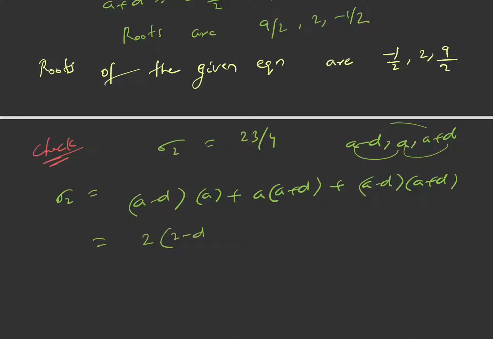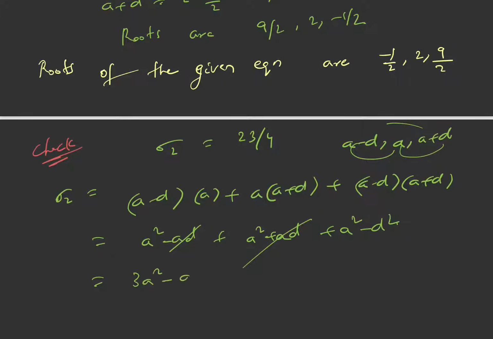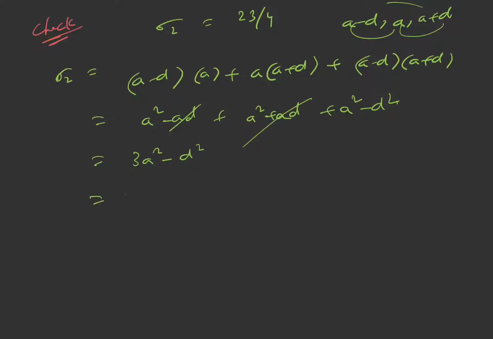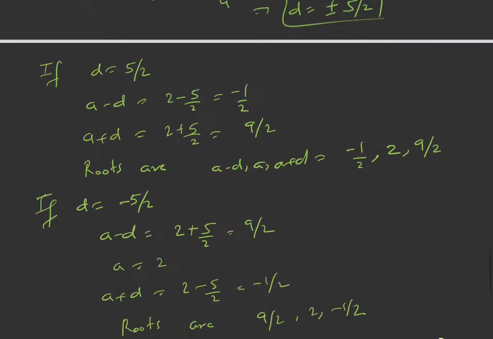So 2 into 2 minus d. Okay, we also know the value of d. Fine. So let us just compute it. A square minus ad, a square plus ad. This is a square minus d square. Ad gets cancelled. So this is 3a square minus d square. And yes, what is the value of a? It is 2. And d square is 25 by 4. Right? We got the value of d square as 25 by 4.